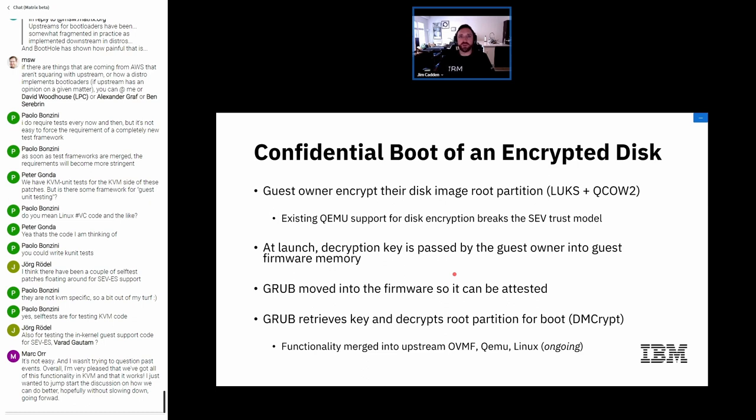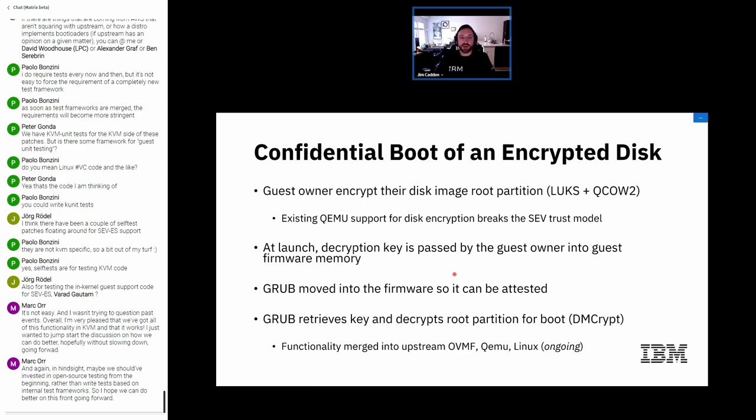In a regular model of just a virtual machine, the way this is done is with an encrypted disk. So the guest owner encrypts the full virtual disk of their guest. This is just a LUKS2 encryption with QCOW2. Now, more recent versions of QEMU support disk encryption through this method already, but by allowing the hypervisor to do the decryption and managing the key, we're breaking the trust model that SEV is providing. So we need a solution where the decryption and the key handling is happening inside the guest enclave.